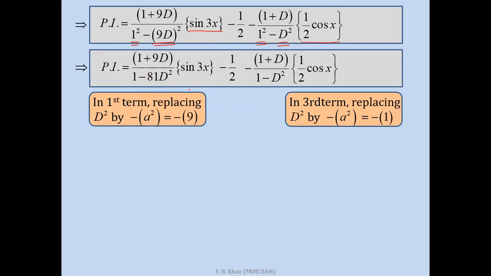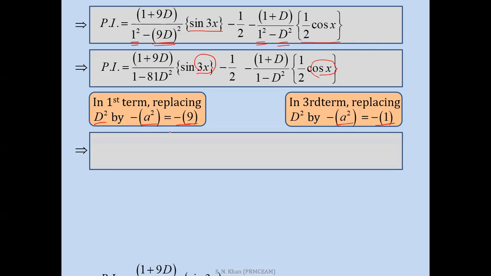And after getting the simplified format, now in first term replacing d square by minus of a square. So value of a it is again 3, coefficient of x, तो a square का value हो जाएगा 9. So minus a square की जगह पे हमें minus d square की जगह पे minus 9 पुट करना है. And in third term replacing d square by minus a square, value of a is here 1, x का कोएफिशिएंट यहाँ पे 1 है, तो minus a square का वैल्यू हो जाएगा -1. तो substituting these values, pi will become 1 plus 9d upon 1 minus 81 into -9.